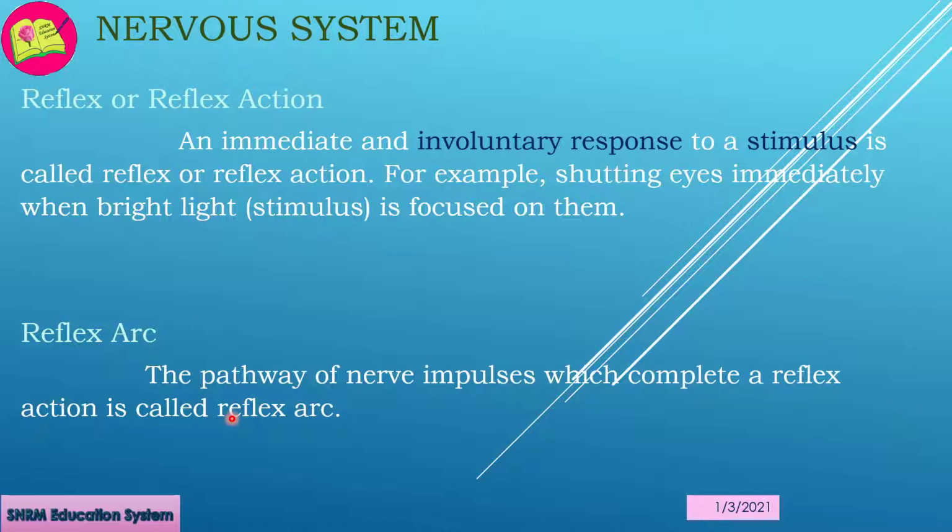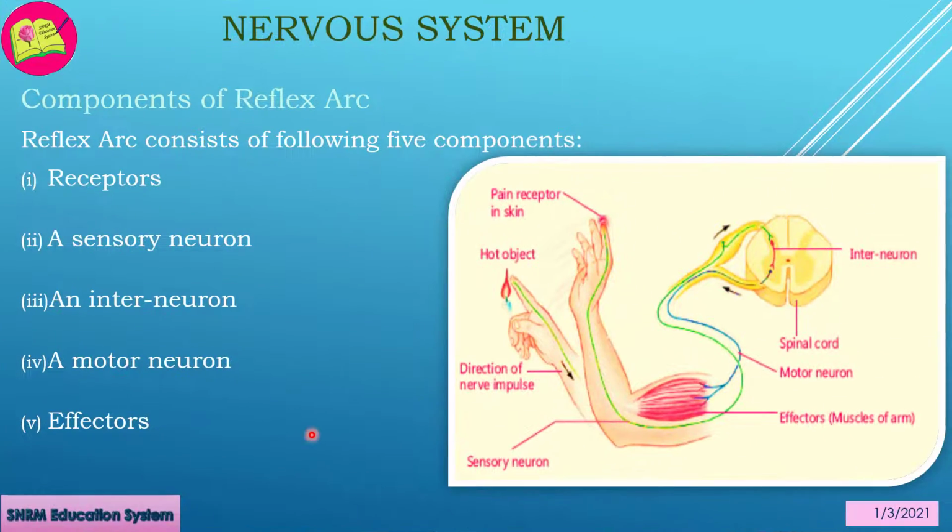Reflex arc. The pathway of nerve impulses which completes a reflex action is called reflex arc. Components of reflex arc. A reflex arc consists of the following five components: receptors, a sensory neuron, an interneuron, a motor neuron, and effectors.